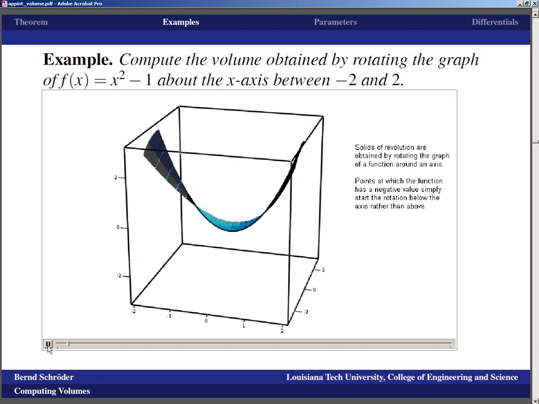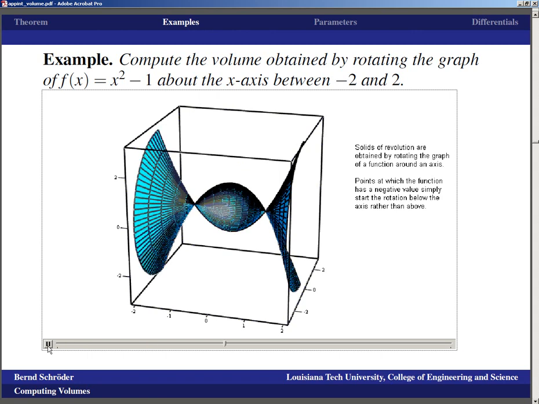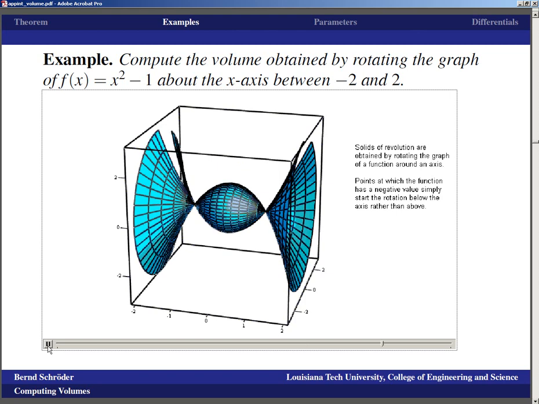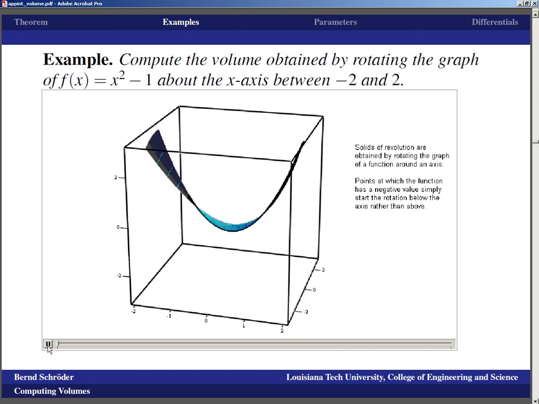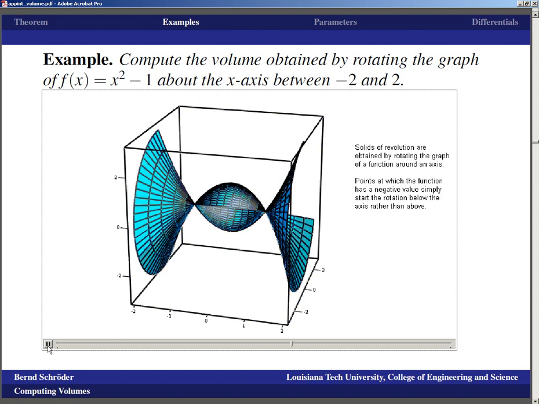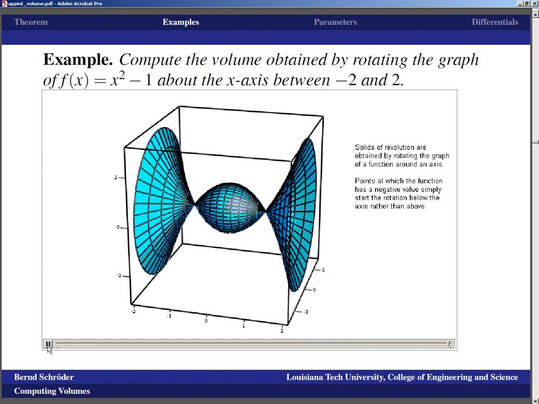you want to be able to visualize what the volume looks like, because this is a preparation for multivariable calculus and for working in real life. Remember, real life is 3D, so you want to be able to visualize three-dimensional objects. You want to be able to visualize cross sections of three-dimensional objects, and so on and so on.